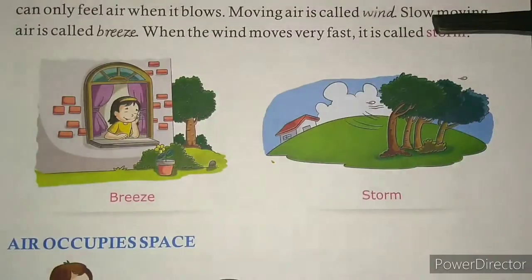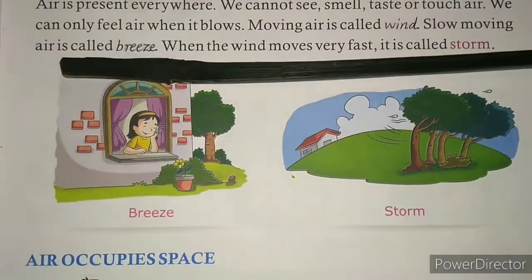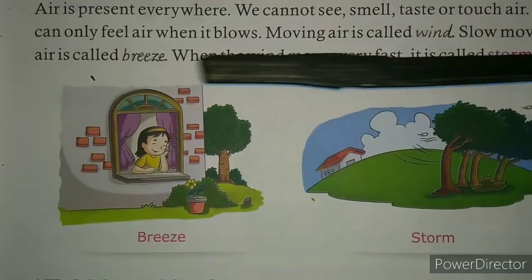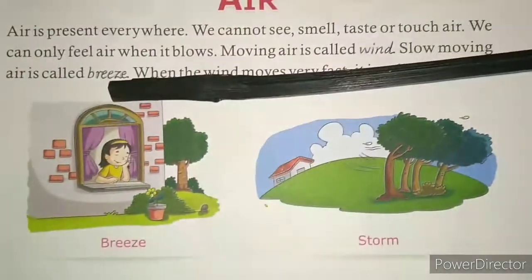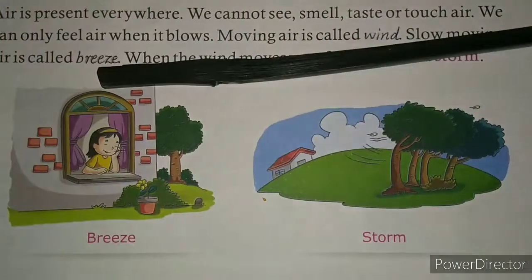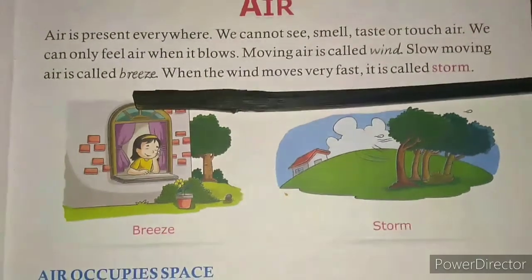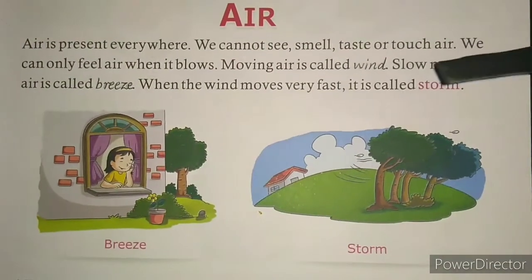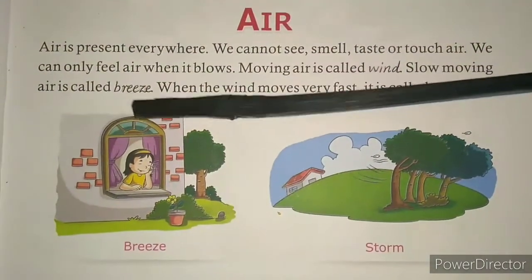When the slow or gentle wind moves, it is called breeze. If after this video you go outside and feel the air, and you see the leaves moving gently, it means that is breeze. Breeze is slow and gentle air. So, slow moving air is called breeze.